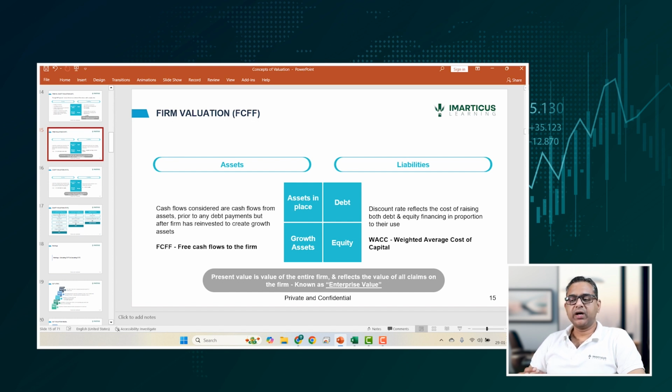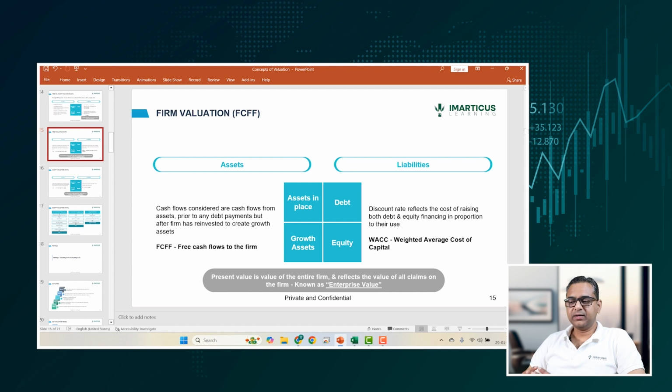Those cash flows which are coming in from assets in place and growth assets can be distributed to both debt and equity. Those are the free cash flows to the firm. These will be used to service debt, and the remaining would belong to equity capital providers. Because the free cash flows to the firm belong to both debt and equity, similarly the discount rate should also include both debt and equity.